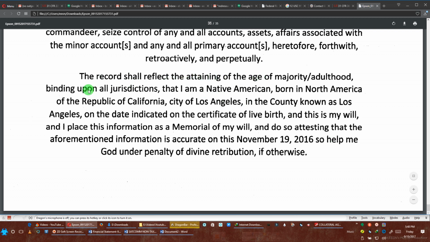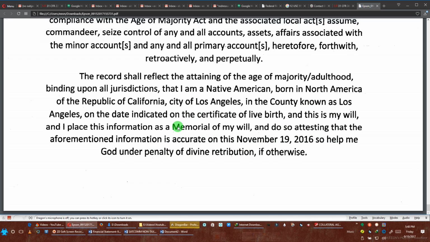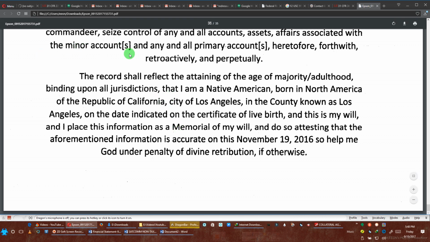The record shall reflect attaining the age of majority of adulthood, binding upon all jurisdictions, that I'm a Native American, born in America, Republic of California, Los Angeles County, known as Los Angeles, at the date indicated on the certificate of birth, so help me God. And I do everything under penalty of perjury of the Constitution of the United States and the Constitution of the state in which I live. That is the statement that I make from this point, every point, all day long.